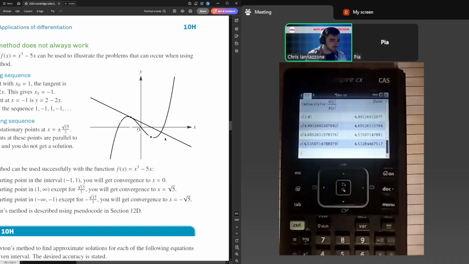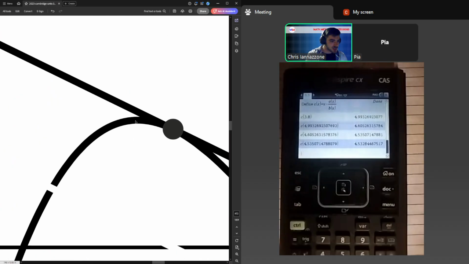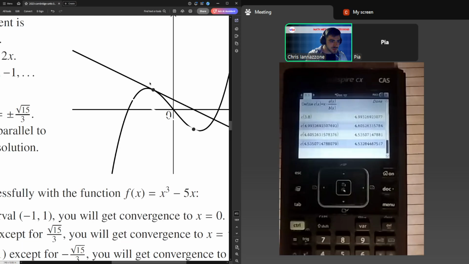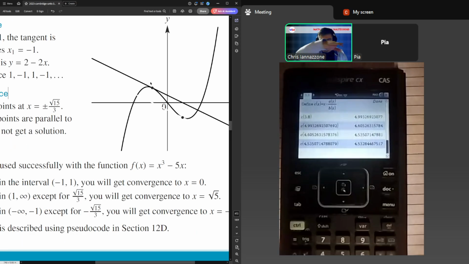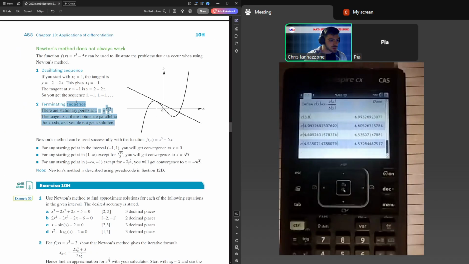That's one possibility. The other possibility is a terminating sequence, which just means that you took a tangent line at a stationary point. If you take a tangent at a stationary point, it's perfectly flat, doesn't touch the x-axis anymore, therefore it can't continue. Any one of those 2 things is going to be the solution to that particular type of question. Otherwise, that's it for what they do in Newton's method.